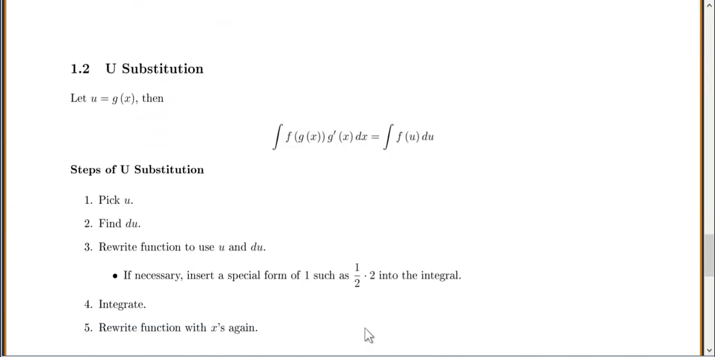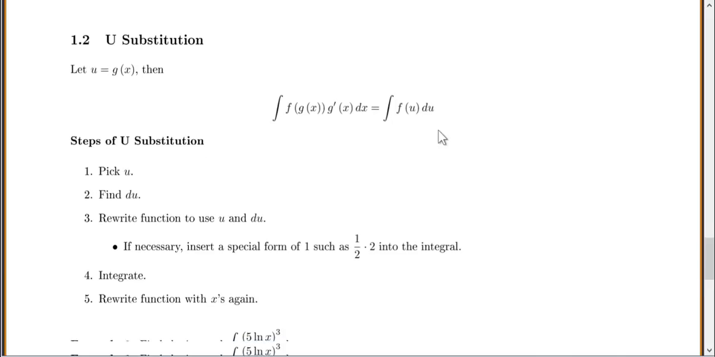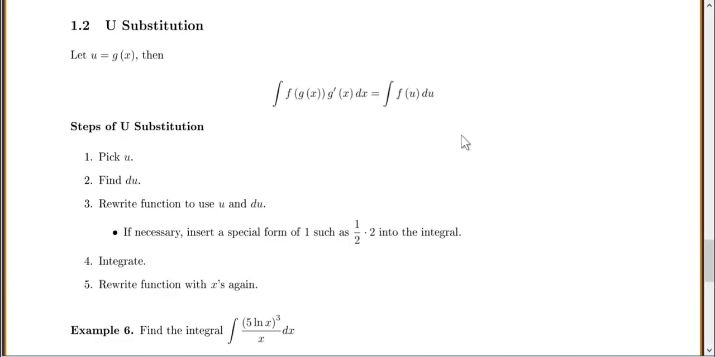Now, if you read your textbook, they have an official formula for u substitution. So if u is equal to some function g of x, and you have the integral of some outside function f, where g of x is the inside, times the derivative of the inside, so g prime of x dx, then you can simplify it to just the integral of f of u du. Now, to me, that doesn't make any sense and I can't follow that as an actual formula. But I can follow the steps of u substitution. So I probably wouldn't even write this formula on your note sheet. I would just write down the steps or reword them as you wish that makes sense to you.